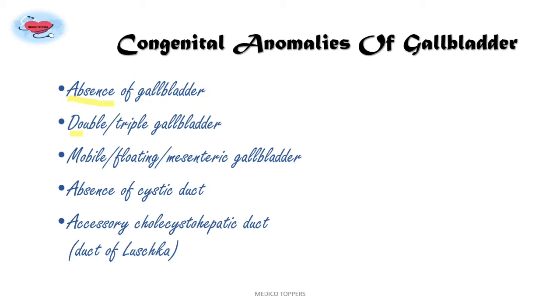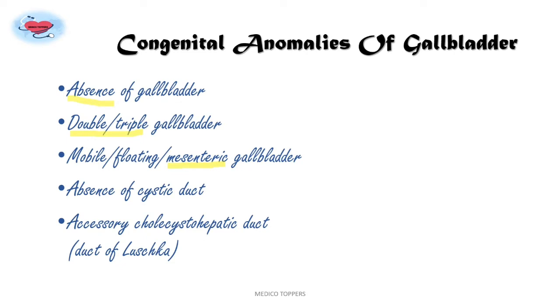As the name suggests, we will be having additional gallbladders with the normal gallbladder. Here cystic duct and common bile duct may be single, double or triple. Next, mobile, floating or mesenteric gallbladder. Here the mesentery will be very long, so it may cause torsion. So gallbladder will not be fixed in a single position. Because of the torsion, patients may present with recurrent abdominal pain, and it's an emergency surgical condition.